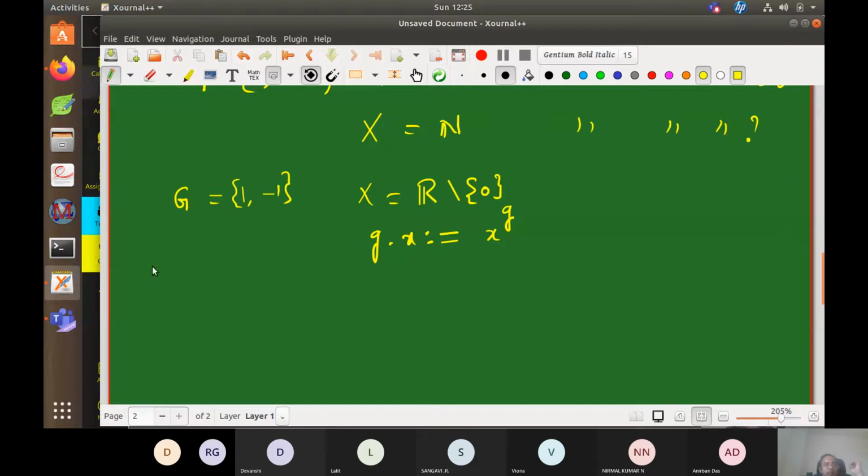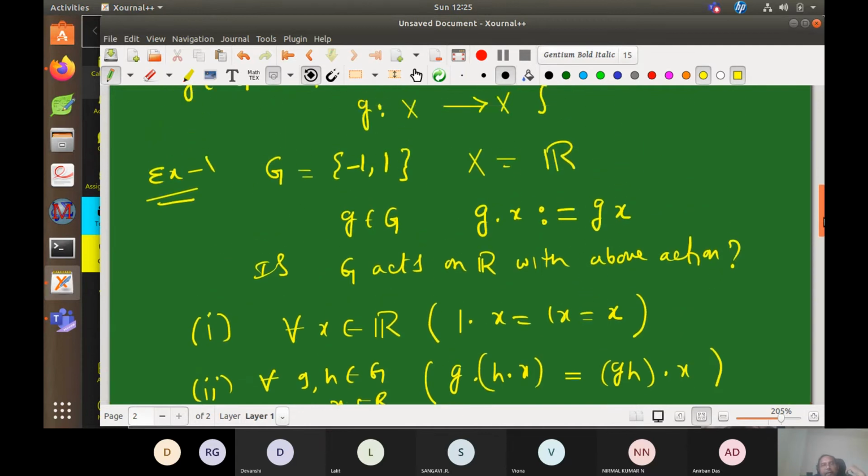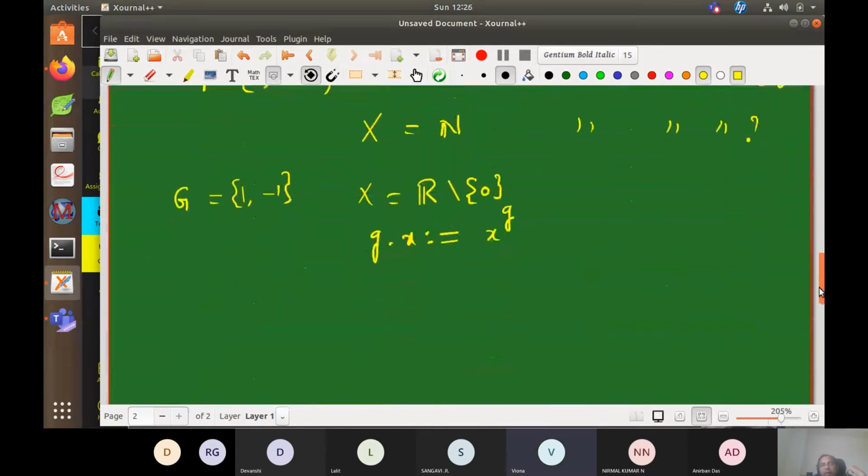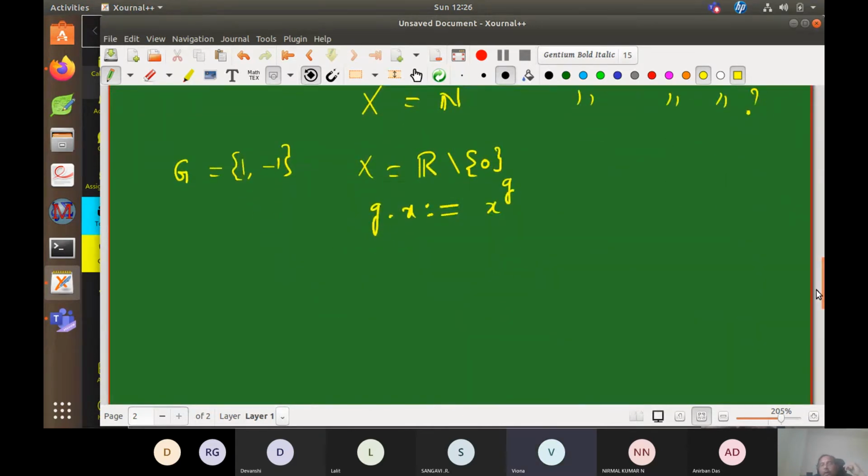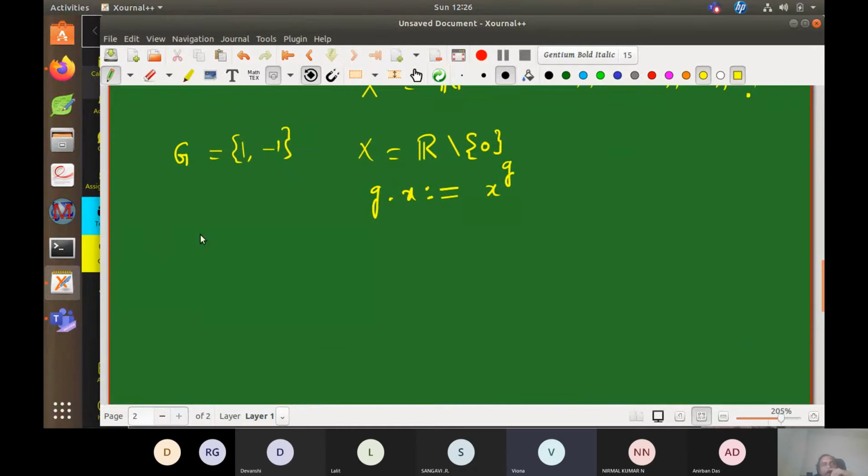Okay, so that is the first example. I hope you are clear with this example. Suppose that we are checking the second property. No, it's correct. I thought it was 1 raised to -1, but it will be 1 into -1 only.